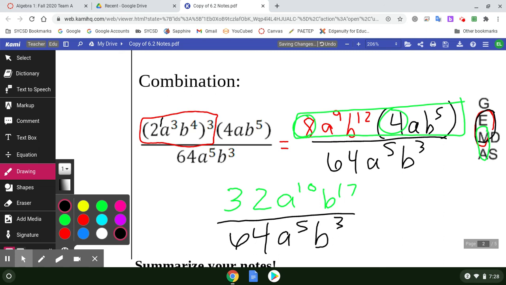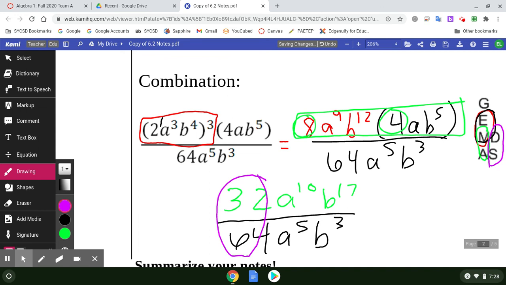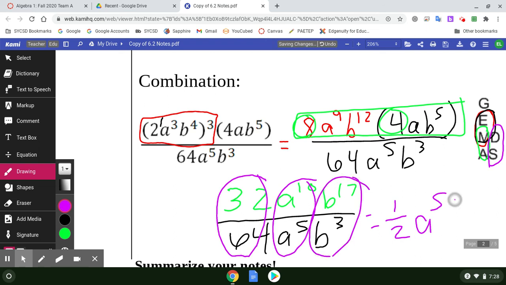So lastly, I'm going to apply the quotient rule. So I'm dividing like bases, and as we know, that means I'm subtracting the exponents. Now, looking at 32 divided by 64 first, remember, we're not dealing with exponents here, so we simply just divide. Well, 32 divided by 64 is 1/2, or I could write 0.5. And then a to the 10th divided by a to the 5th is a to the 5th. Remember, I'm subtracting the exponents. And b to the 17th divided by b to the 3rd is b to the 14th.